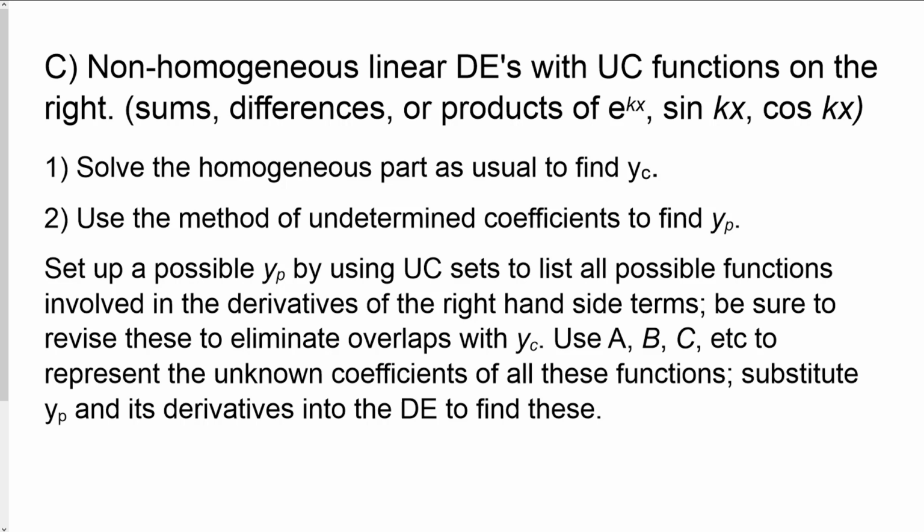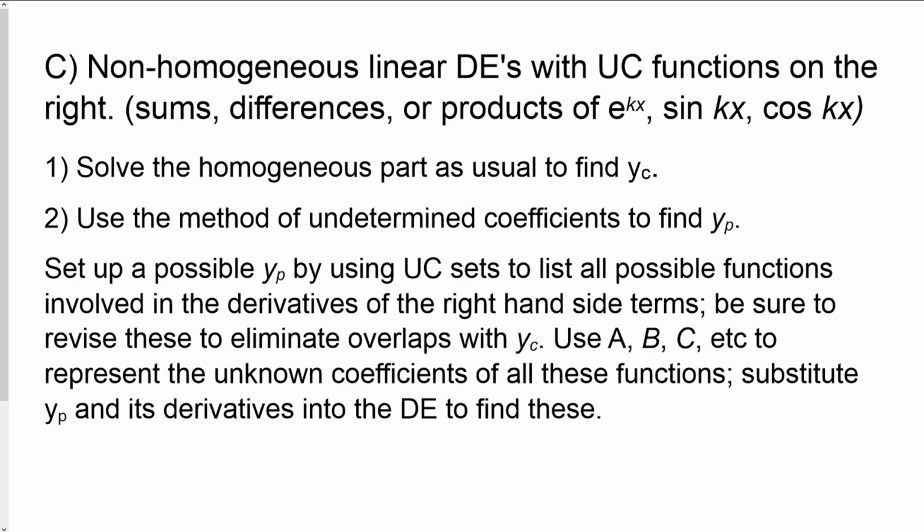In the UC set, you will list the function itself and all of the functions involved in the derivative process. And if there's not a finite list of functions in the derivatives of that function that you're working with on the right side, then you do not have a UC function and you can't use this method. It has to be a finite set of functions involved. All right, and then do the same thing with the next function on the right-hand side and repeat that for each separate function you have on the right.